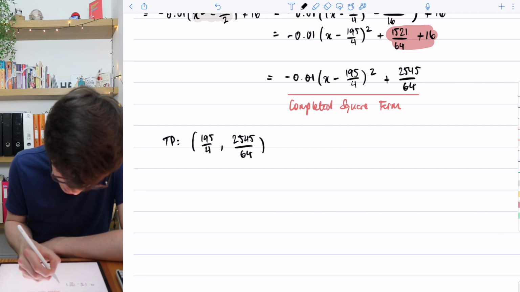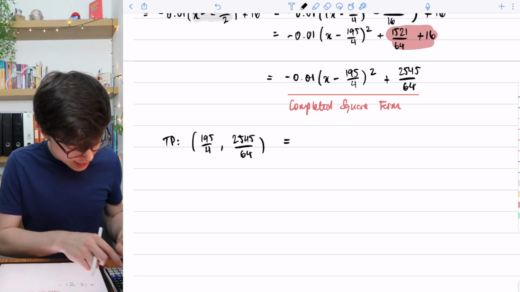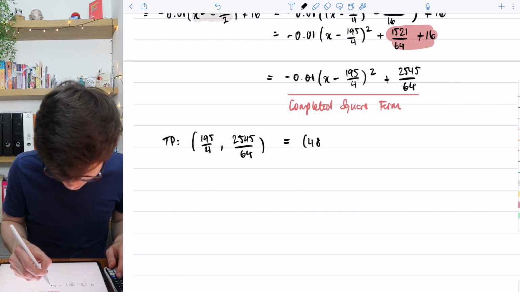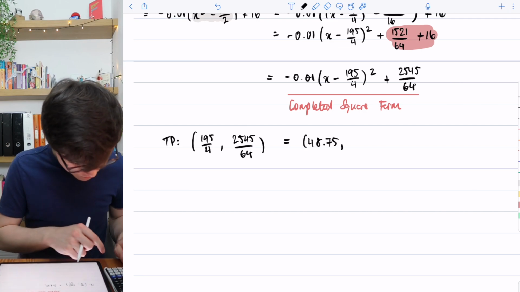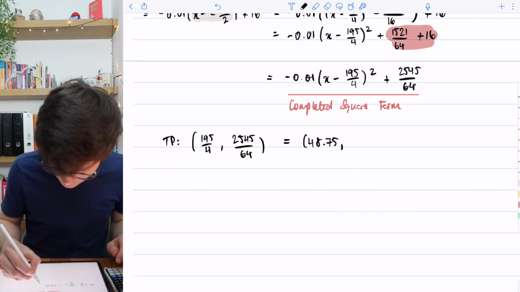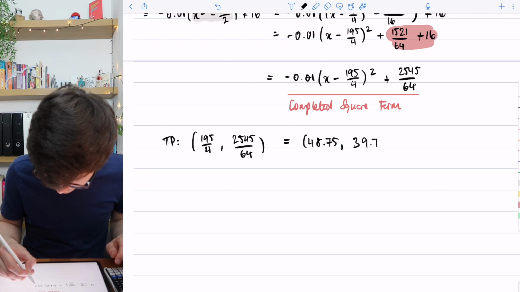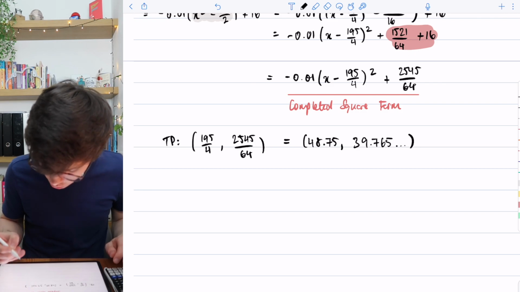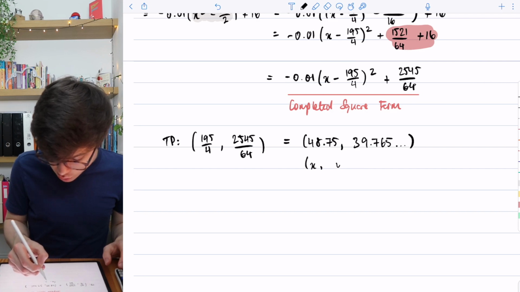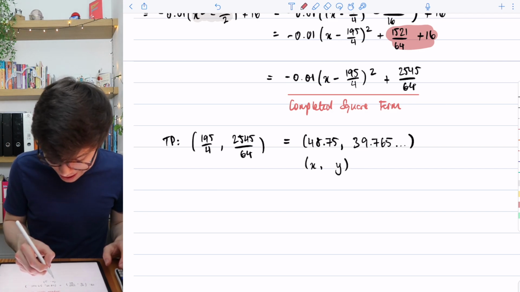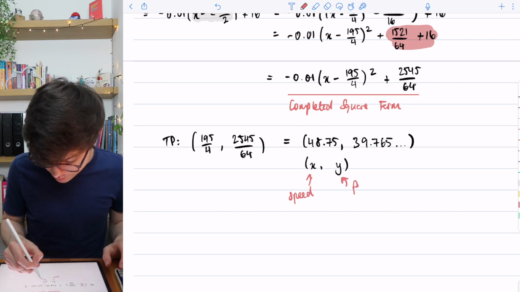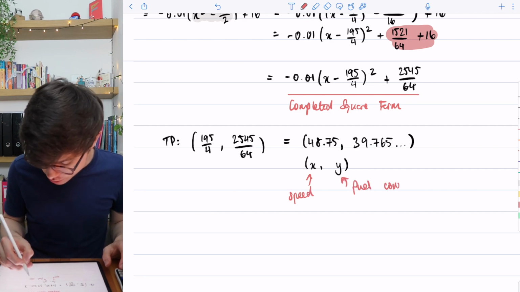It might be quite useful to write those as decimals. So if you write those as decimals, it's 48.75. And if I just put that into a calculator, it's 39.765... And remember, those coordinates are x and y coordinates. And x in this case is speed and y is fuel consumption.